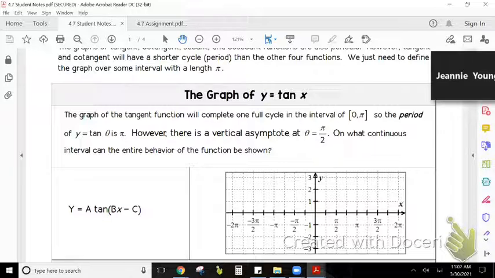Just like with sine and cosine, we said the period is 2 pi over b. So tangent, instead of being 2 pi over b, would be pi over b? Pi over b. Very good.